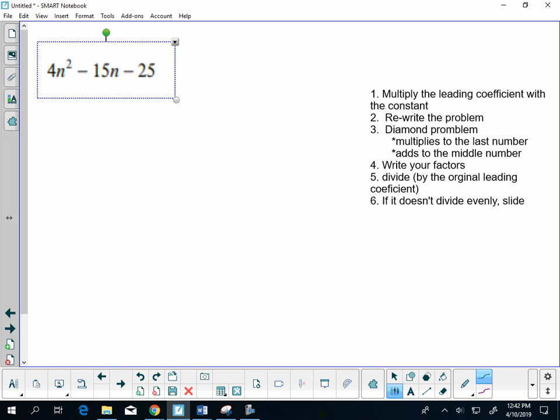Why don't you hit pause? Try this one on your own. When you're ready, open it up and see how you did.